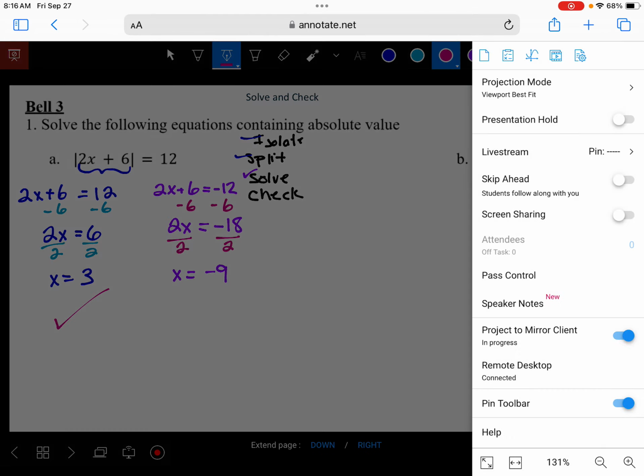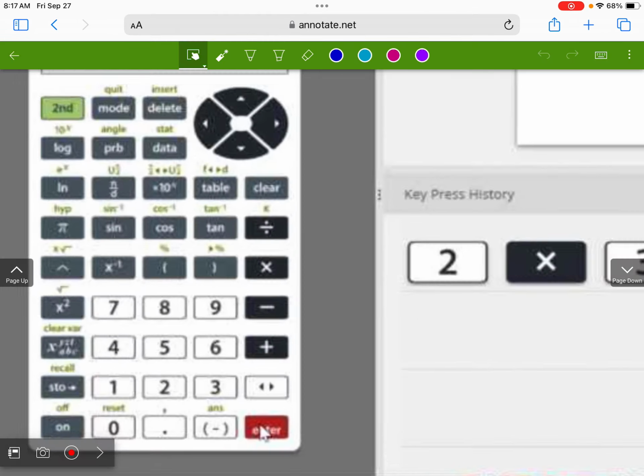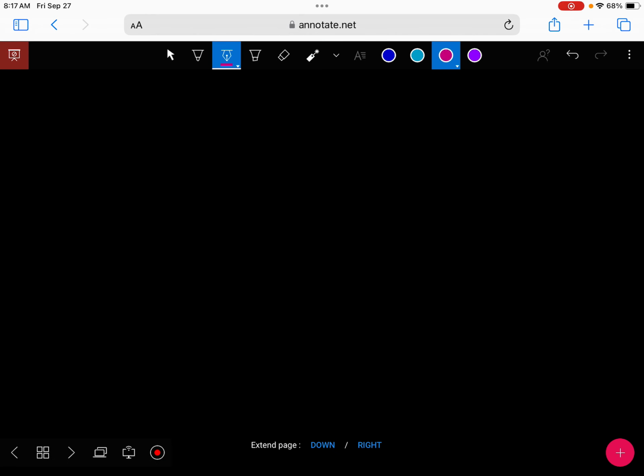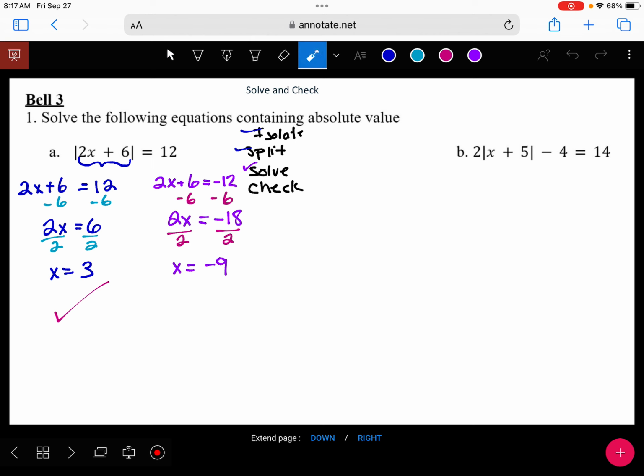When we do our negative 9, 2 times negative 9, when we're doing negatives in the calculator, it's super duper important to use this negative sign. Do not use the minus. The calculator sees those as 2 different things. Even though they look the same, the calculator sees them differently. This is negatives. So 2 times negative 9 plus 6, hello calculator, plus 6. We get negative 12. The absolute value of negative 12 is positive 12. So this one also checks.